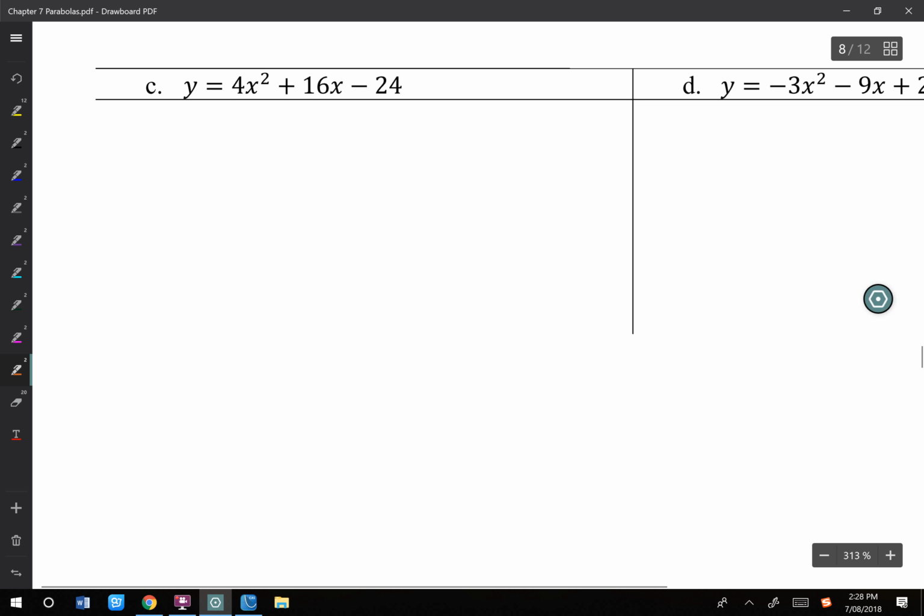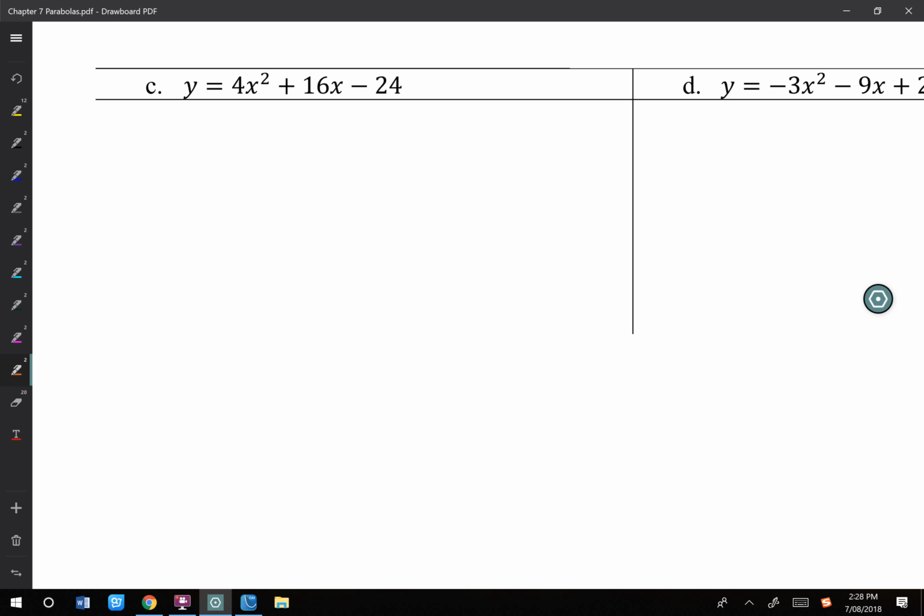Okay, for exercise C, we want to turn that into turning point form. We want to use turning point form to sketch things. Turning point form is the most useful form for a quadratic equation. We know this is the general form. So what method should we use to change that into turning point form?